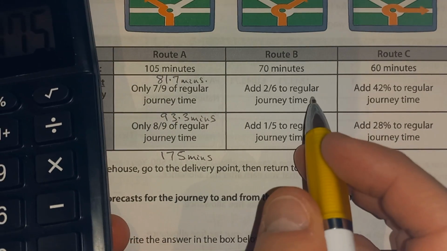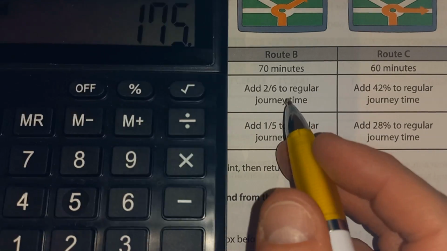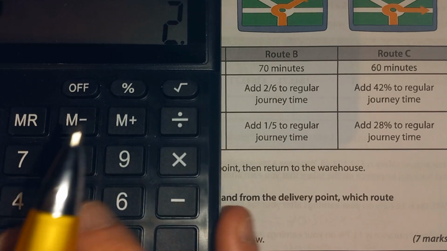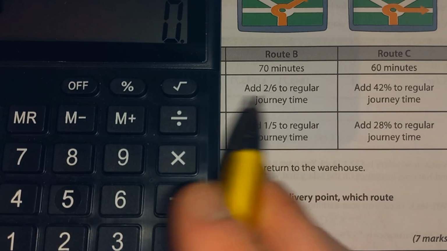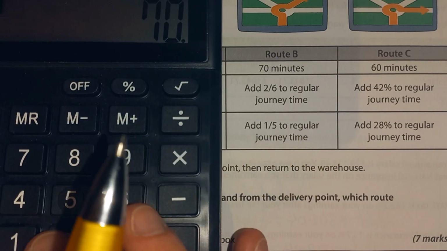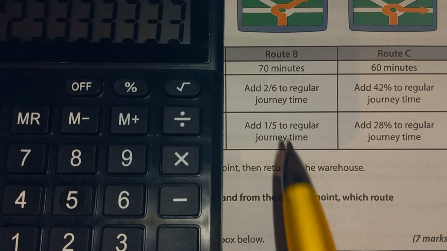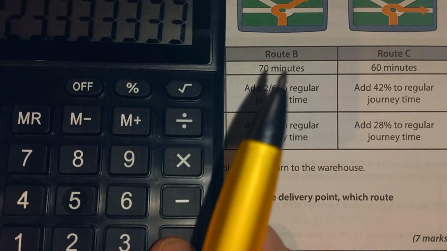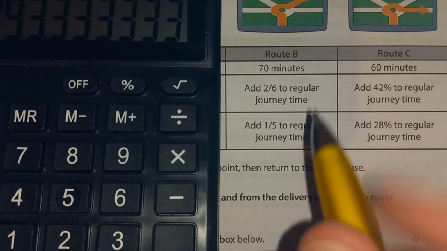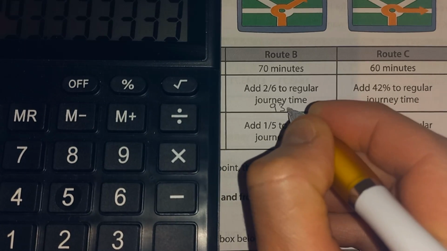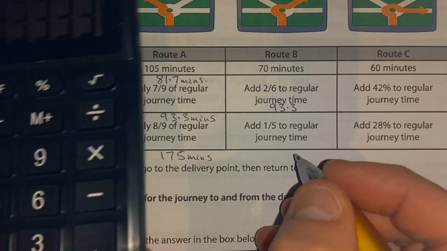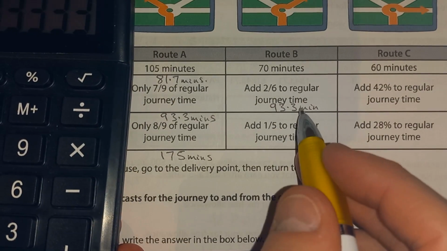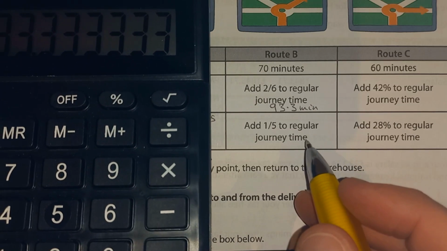So route B, add 2/6 to the regular journey time. Well, what are 2/6? Let's put the number in first. So 70 times 2 divided by 6. So 23.3 minutes extra. So we're adding that on. So add that to the 70. So we're going to get 93.3 minutes. Oh, sorry, I wrote those on top. I'm writing this underneath, but hopefully it's still clear enough.